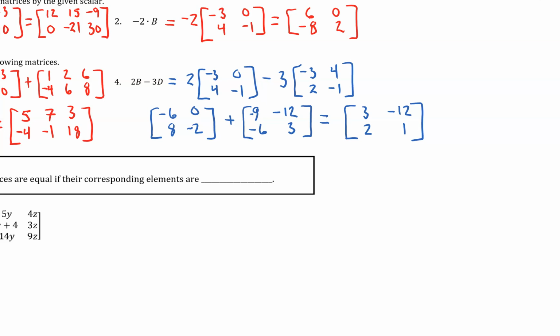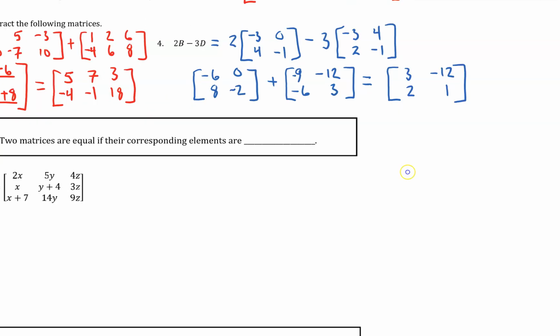One thing that I did a little bit differently, instead of multiplying by 3 and leaving this as a subtraction, I took the negative with me and changed this to a plus. So that's why this became positive 9. This became negative 6, negative 12, and positive 3. And that way, when I go to add these, I don't then have to worry about bringing the negative along with me. I just change it to an addition problem.